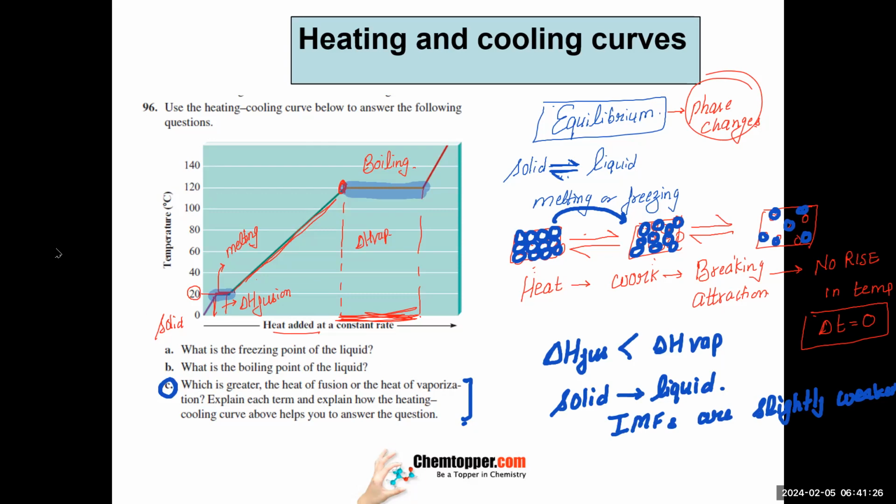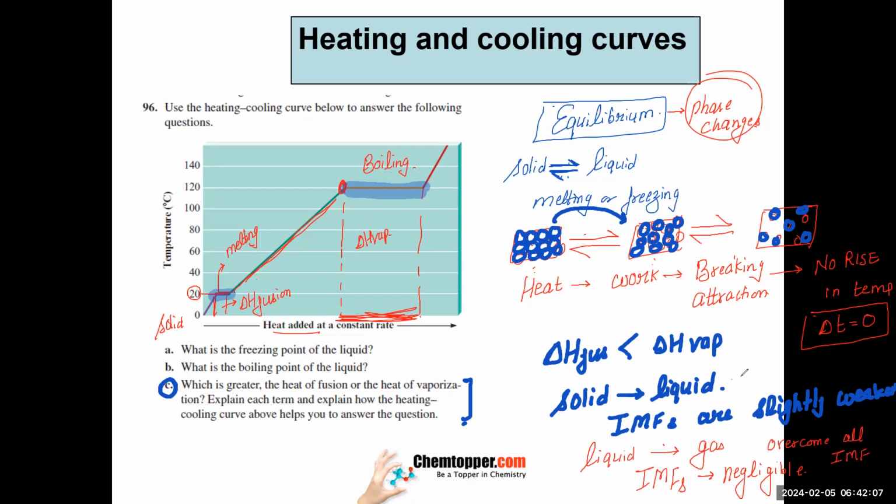But as I go from liquid to gas, IMFs, we have to overcome them totally. IMFs become totally negligible. The change is big here. You have to overcome all IMFs. You need a large amount of energy to break all the IMFs in the liquid.